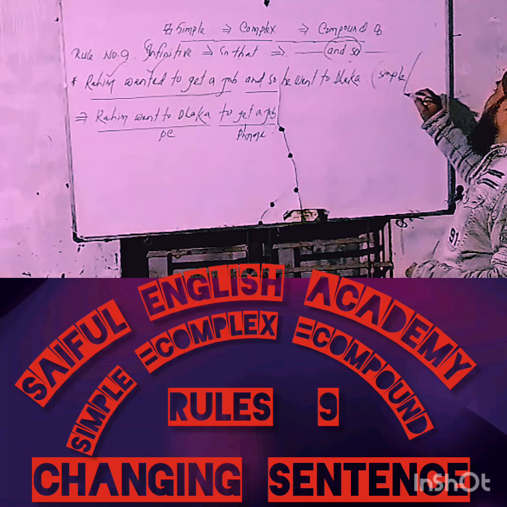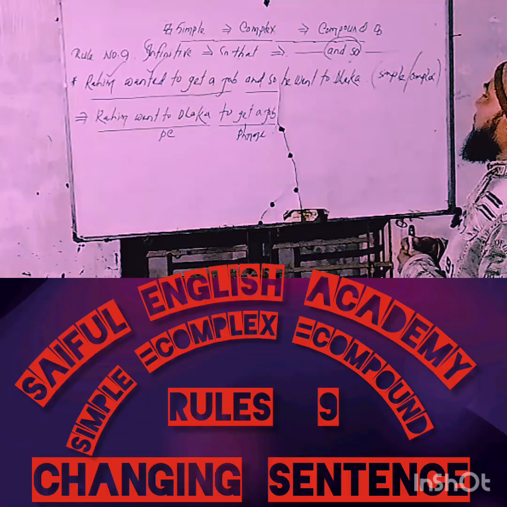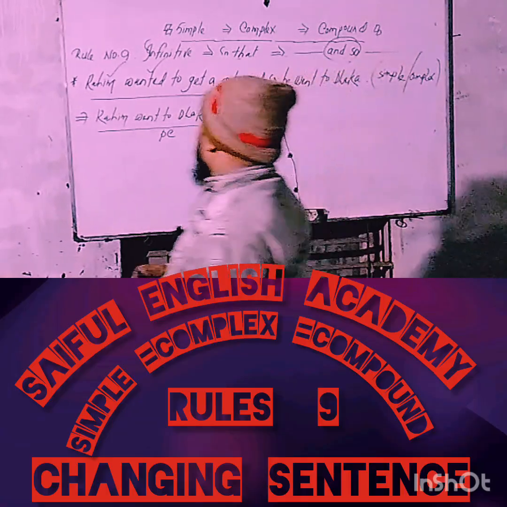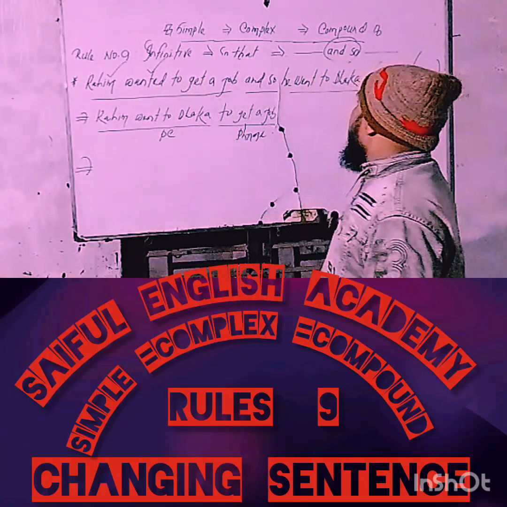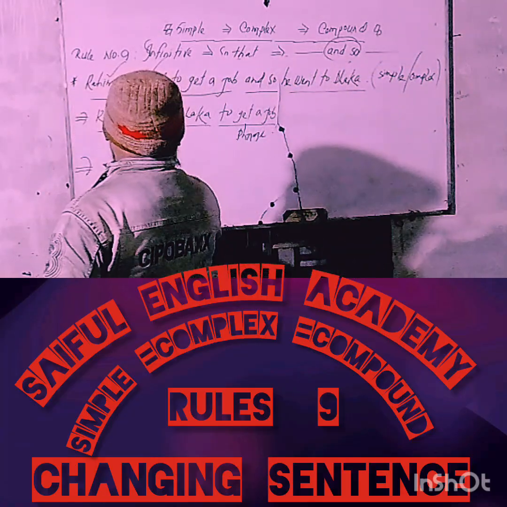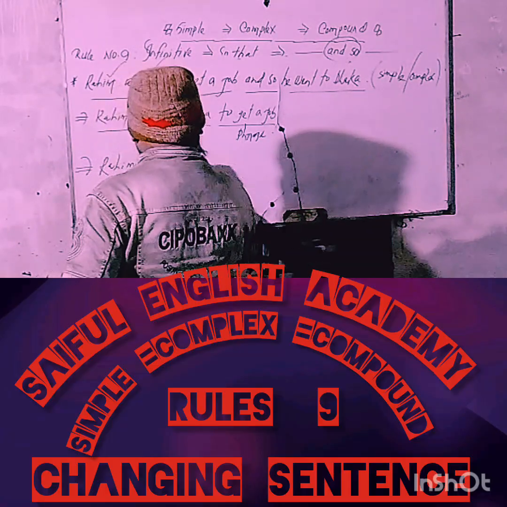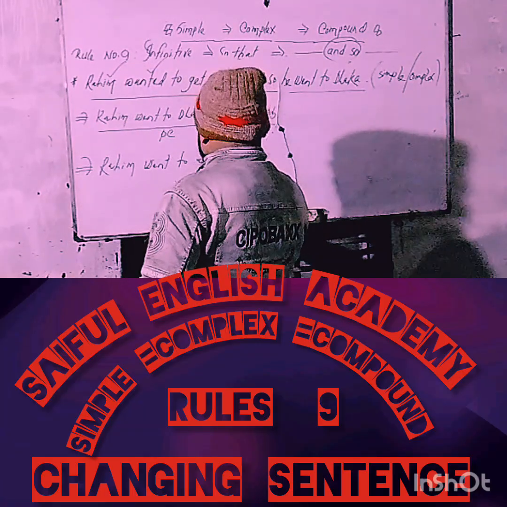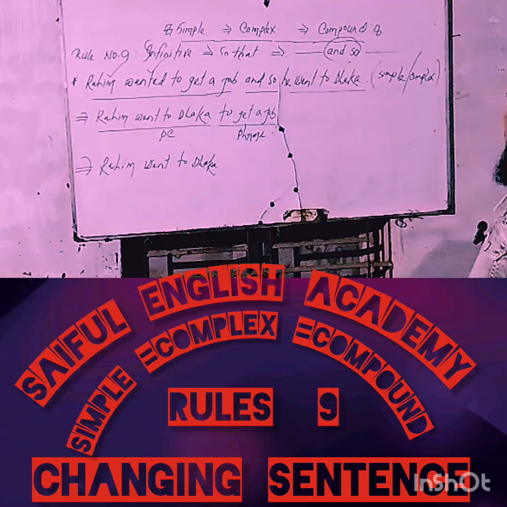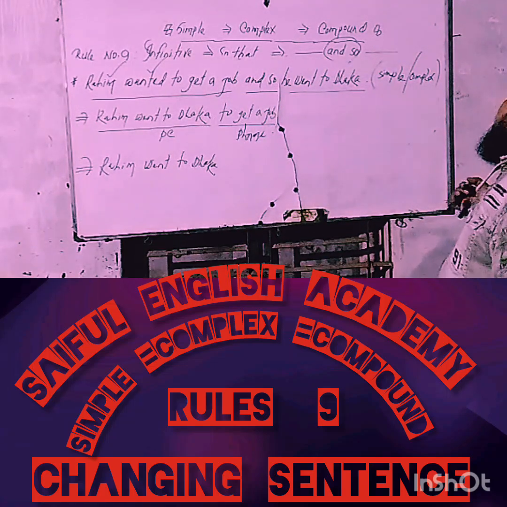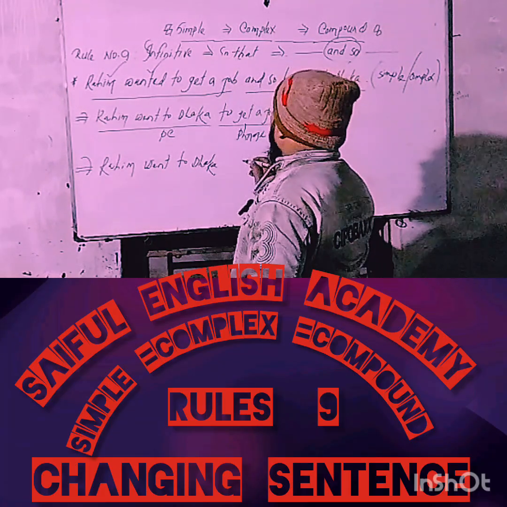Suppose, my dear learners, you are told to change this statement into a complex sentence. So, my dear learners, what steps should you take? In this case, you'll have to write the first principal clause. The first principal clause of this statement is: Rahim went to Dhaka. But you'll have to form a subordinate clause from the other principal clause.